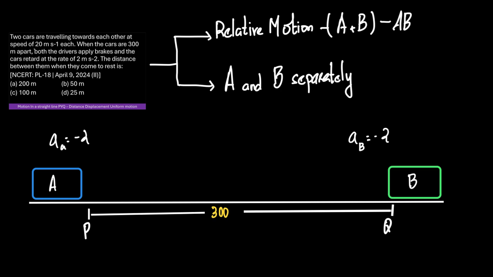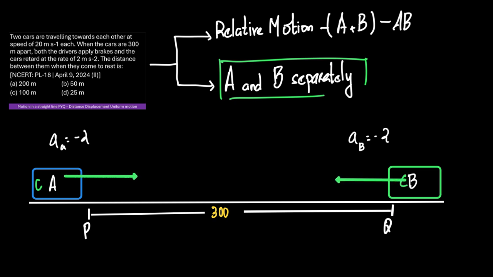So in this approach, where we consider the motion of these two cars separately, what we have is car A and car B, which are approaching towards each other, right? With deceleration 2 meter per second, and therefore we assume acceleration of A as minus 2 meter per second square and acceleration of B as minus 2 meter per second square, and the relative separation between them as 300 meters.